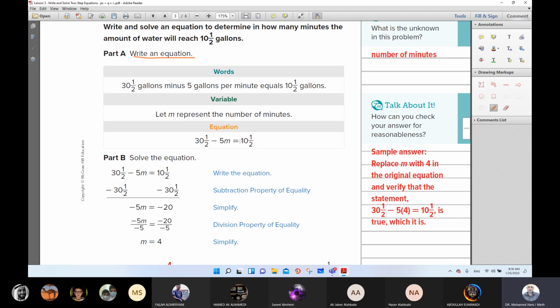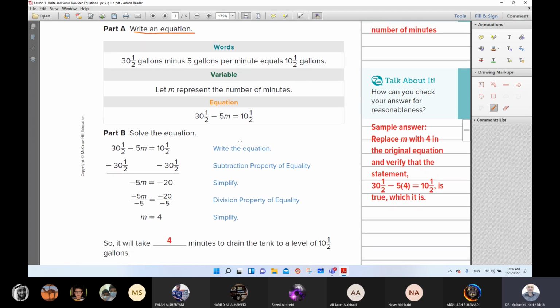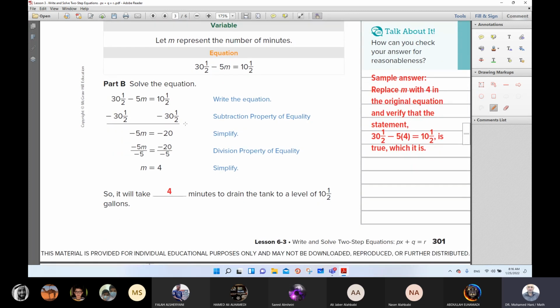The second step, we want to solve this equation. So try to remove the constant from this side to keep the variable alone. So subtract 30.5 from the two sides. Minus 30.5 here and minus 30.5 here. 30.5 minus 30.5 will be 0, leaving negative 5m. And 10.5 minus 30.5 will be negative 20.